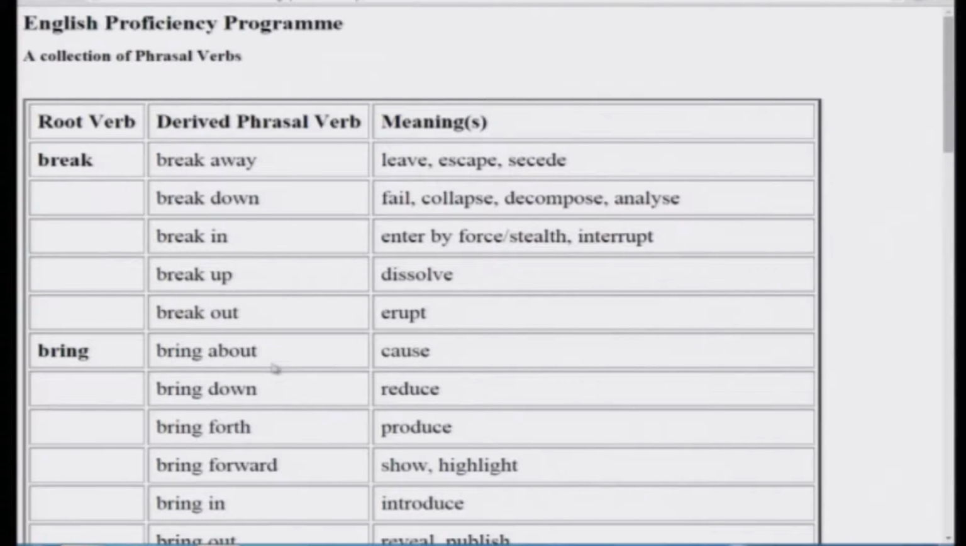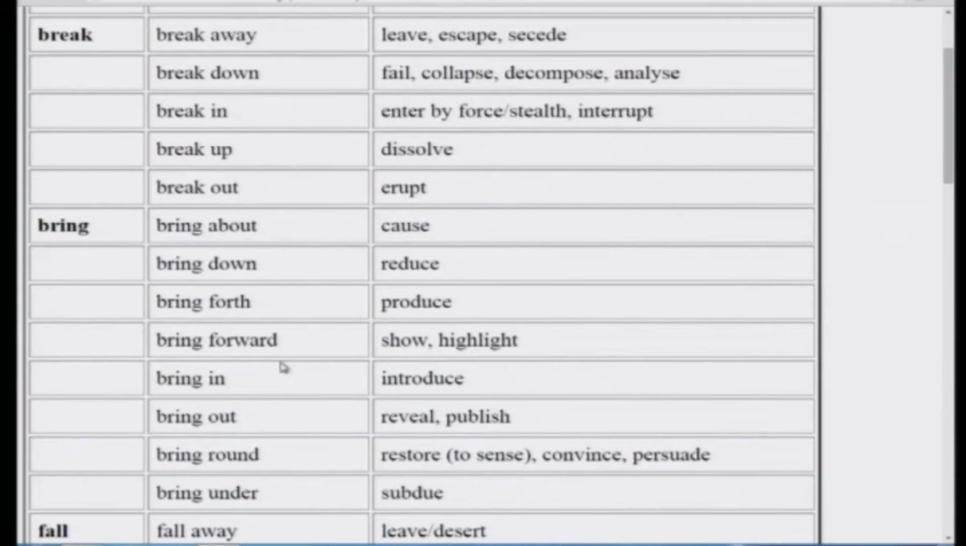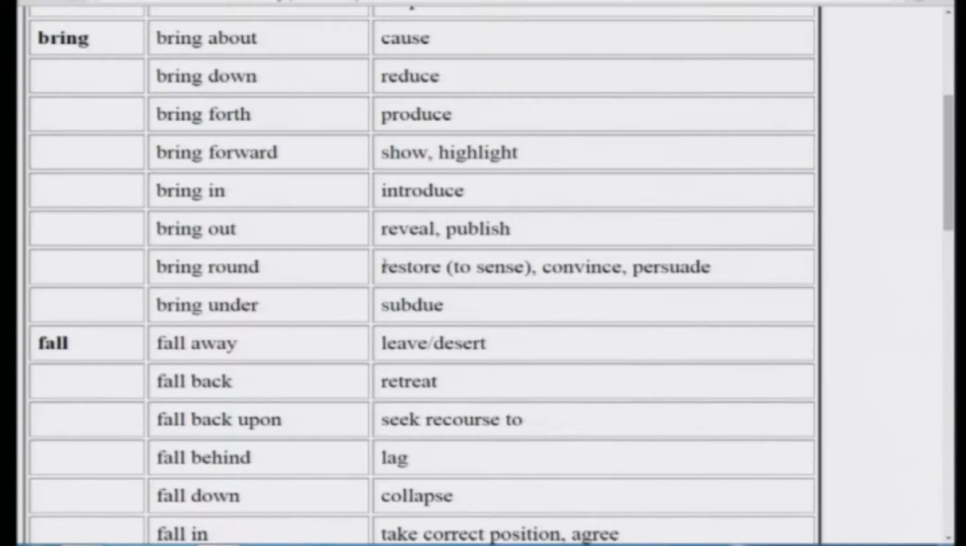After bring, you can put many other things, many prepositions, relation markers. About, bring about, cause. Okay? Bring down, reduce. Bring forth, to produce. Okay? Bring forward is like showing or highlighting arguments. Okay? Bring forward an issue, bring forward an argument. Okay? Bring in is to introduce.